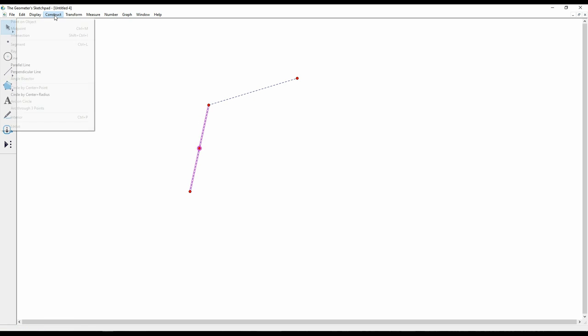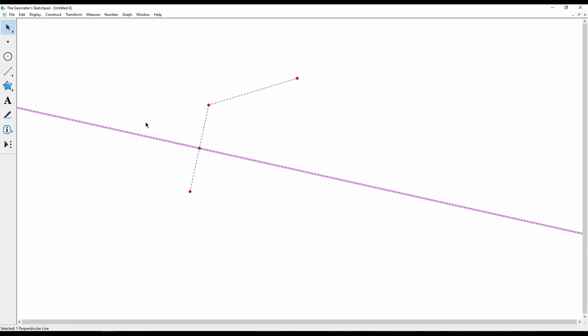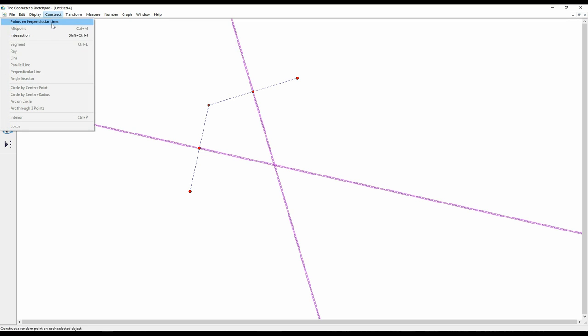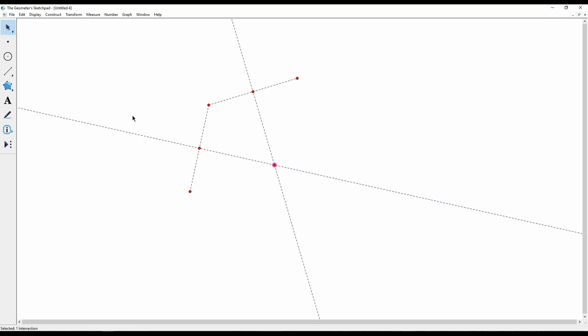And from the midpoints, we then draw the perpendicular bisector of each of those lines. Now that we have both perpendicular bisectors, we can now use them to construct the center of the circle at the point of intersection.